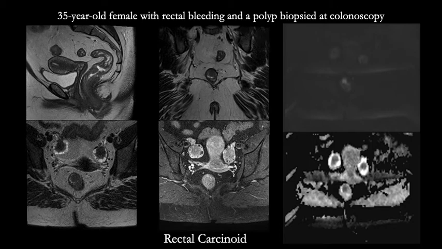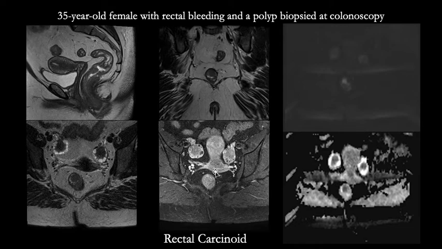Our second case is this 35-year-old female who presented with rectal bleeding, and a polyp was biopsied at colonoscopy and it showed a neuroendocrine tumor. This is their MR of the pelvis with and without contrast. Here on the coronal T2 weighted image, we see this tumor, which is seen as an isointense nodule arising from the anterior wall of the rectum. It is also seen right here on the coronal image without any extension outside the muscularis.